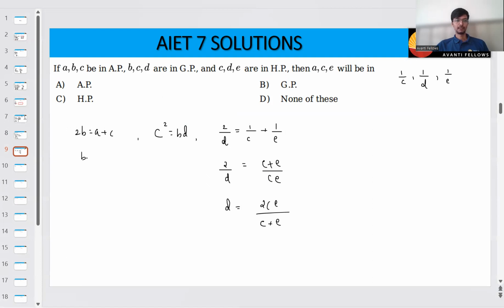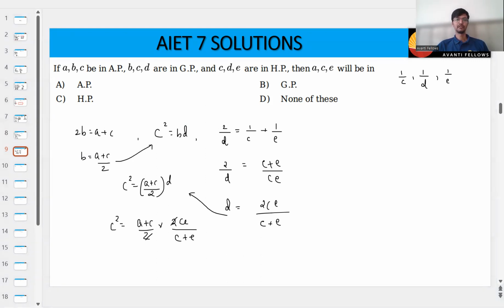Now I can write B as A plus C by 2. Substitute it here, and I get C square equals to A plus C by 2 into D. And I can write D from here: C square equals to A plus C by 2 into 2CE upon C plus E. We can cancel out these two and simplify further. Can we cross multiply? We can cross multiply.